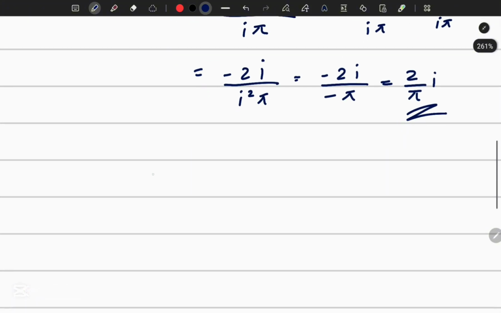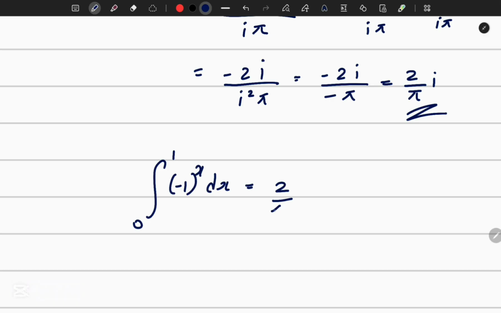So the integration from 0 to 1 of minus 1 to the power x dx is equal to 2i over π, which is an imaginary number. So I hope you guys understood this problem.